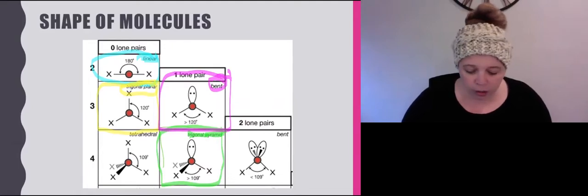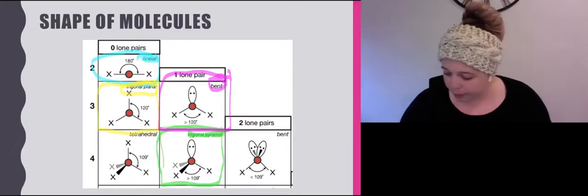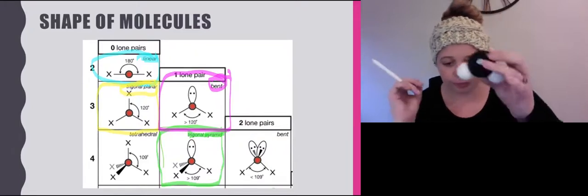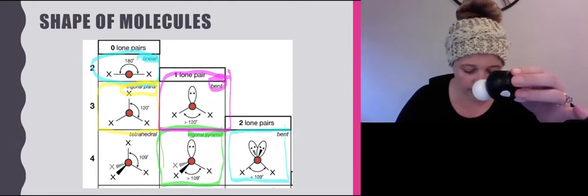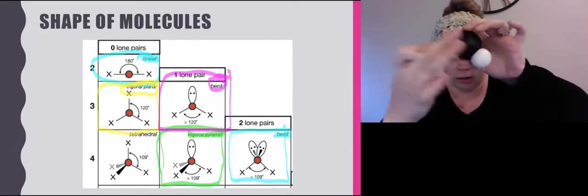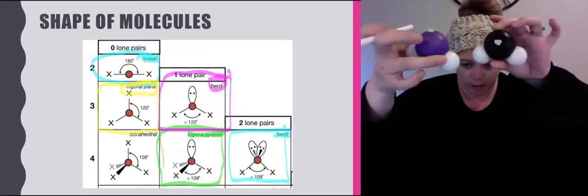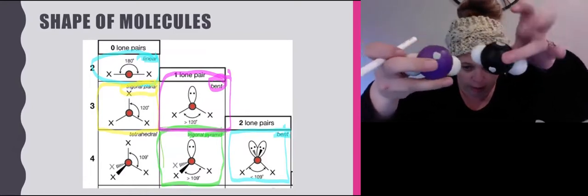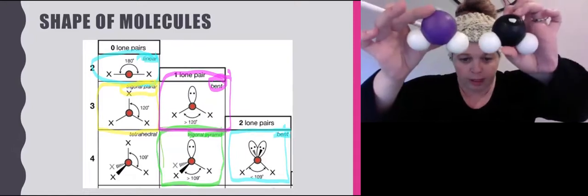I'm going to leave the tetrahedral to last. I'm going to show you the other bent because it's very similar. So here is our other bent molecule. This one has 2 atoms bound to it and 2 lone pairs. So that's the difference here. This one has 2 atoms bound to it and 1 lone pair. So there we go. But they both end up the same shape.